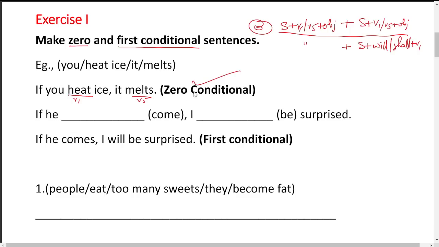This is zero conditionals. Next, coming to the first condition here. If he dash, I dash be surprised. If he comes is V5 here. That is the first condition. I will be surprised is the future case. So this is the first condition. Based on these two, we have some exercises here.